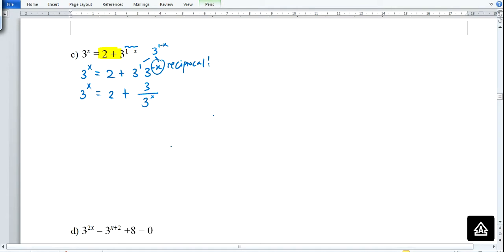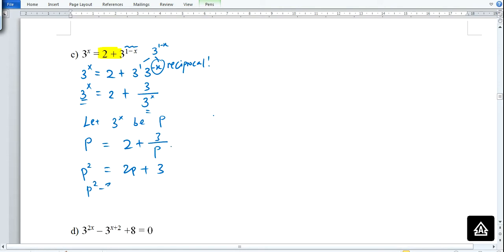Right now again, I have 3 power x on both the left hand side and the right hand side. So I'm going to use this trick and let 3 power x be a variable that is not x. If I replace 3 power x with p, we get p equal to 2 plus 3 over p. Right now p is like my stepping stone to solve x. So I'm going to multiply p on both sides. So p squared equals 2p plus 3.